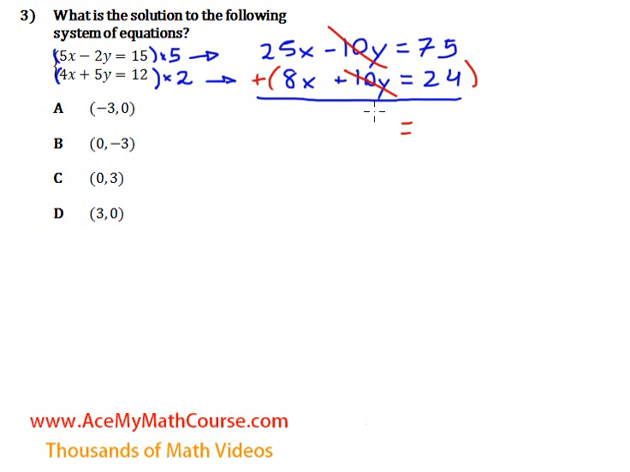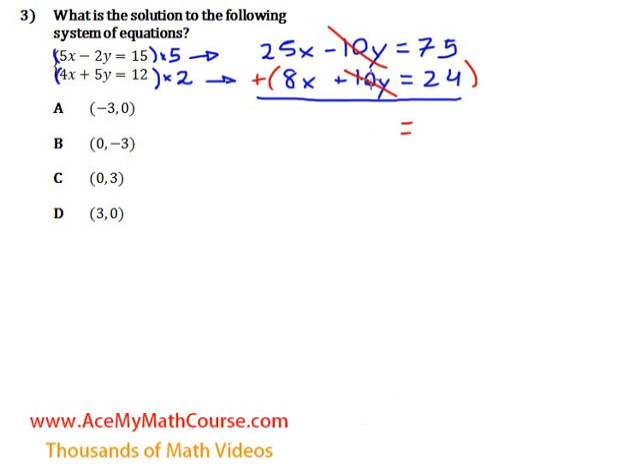A common mistake, or a very common mistake, would be actually to subtract in this case. But in this particular case, subtracting would not be a good idea. Why? Because if we did negative 10y minus 10y, we would get negative 20y. We don't want that. We want to eliminate the y's.